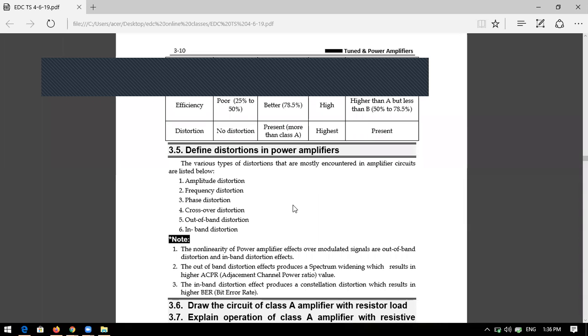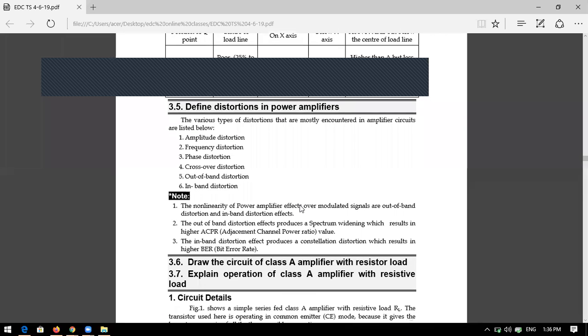Distortion you can't avoid in power amplifiers, whereas in a voltage amplifier you can easily avoid it because it is a small signal amplification. In the power amplifier we require more signal strength, so distortion is also present but you can't eliminate it completely. Okay, so these are the definitions of distortions.